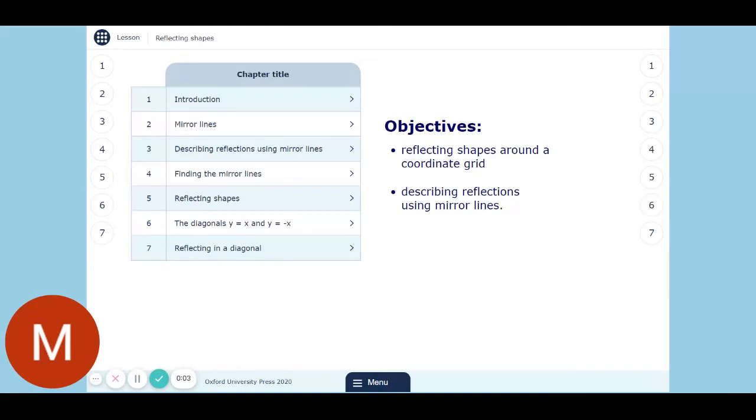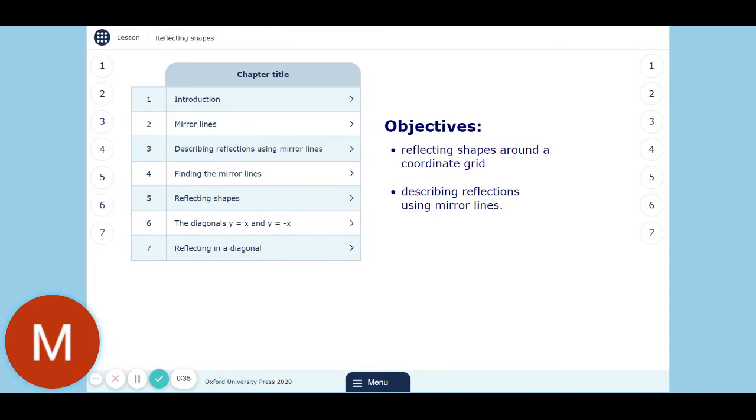So today's lesson is going to be on reflecting shapes. Yesterday we looked over translating shapes, and today we're going to look at reflecting shapes around a coordinate grid, because all GCSE questions have the shapes reflecting on coordinate grids, not just on a blank piece of paper, and describing reflections using mirror lines. It's important that, again, we don't just draw mirror lines in. We've got to know the equations of them, because at GCSE, that's what we want.